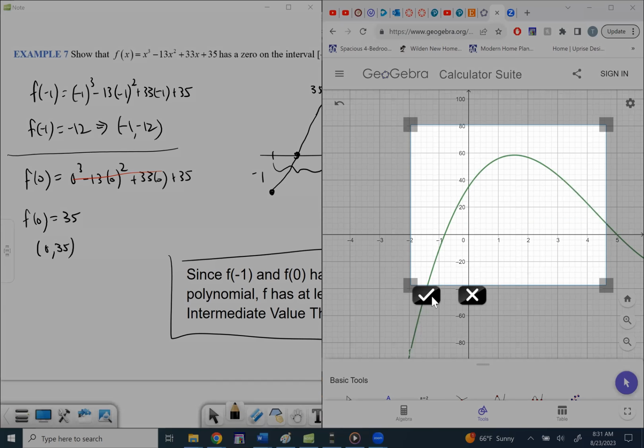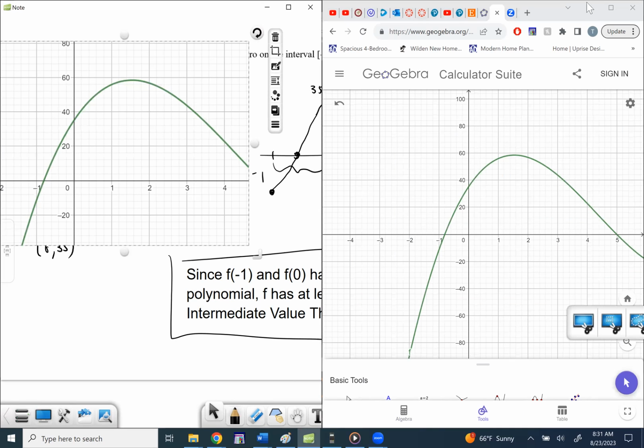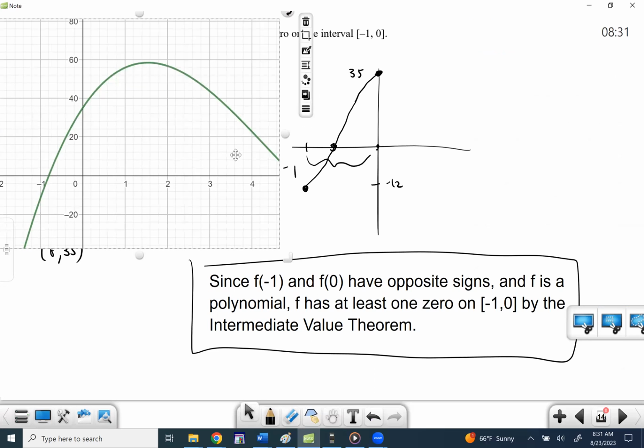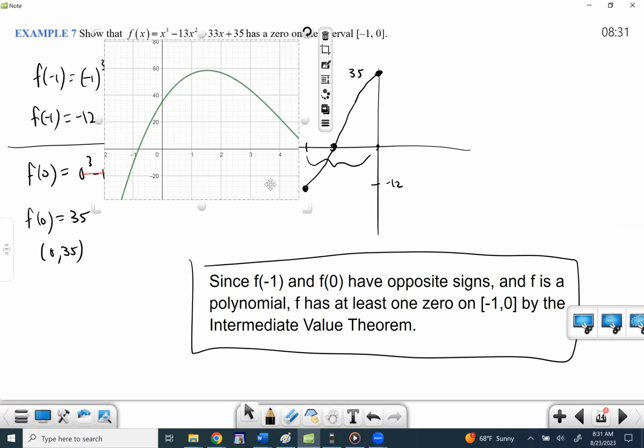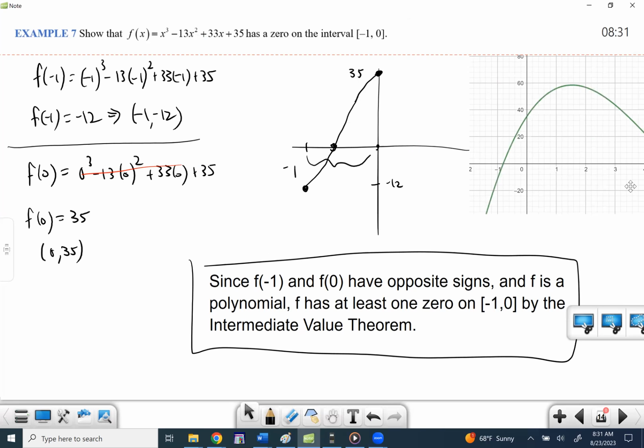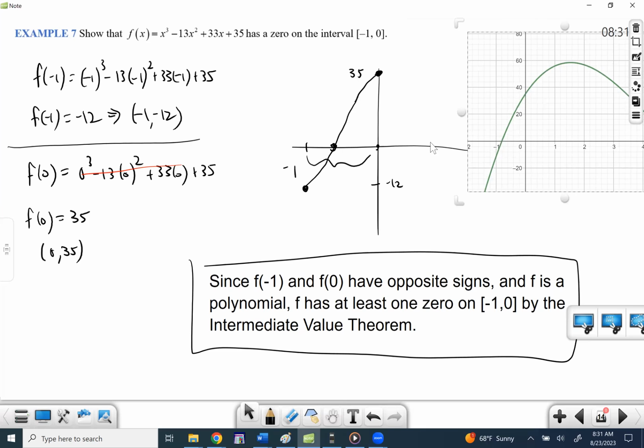Where's the part that we care about? We didn't have to find all of the zeros. We just had to find them on the interval of negative 1 to 0. So I'm going to put those side by side. Look at that. We almost have the right spot and everything. Yeah, looks good.